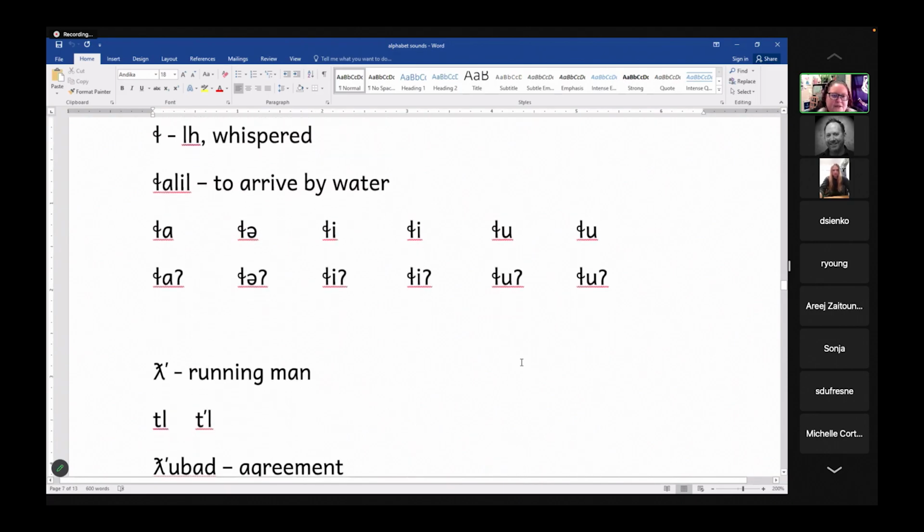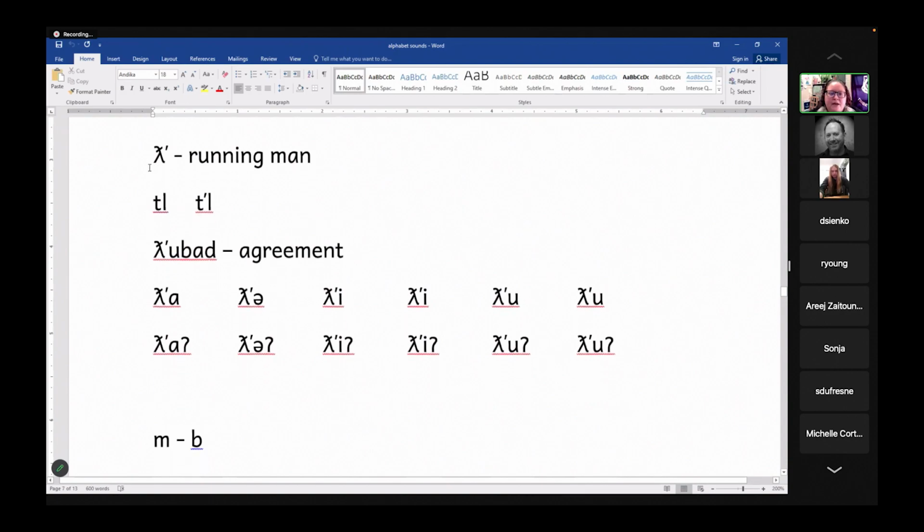So let's go through these last two one more time. Shalil. Hla, hle, hli, hle, hlo, hlu. And the Running Man. Obad, obad. A, e, a, o, u.